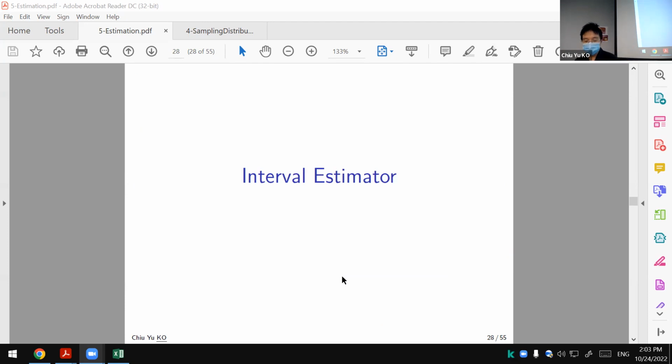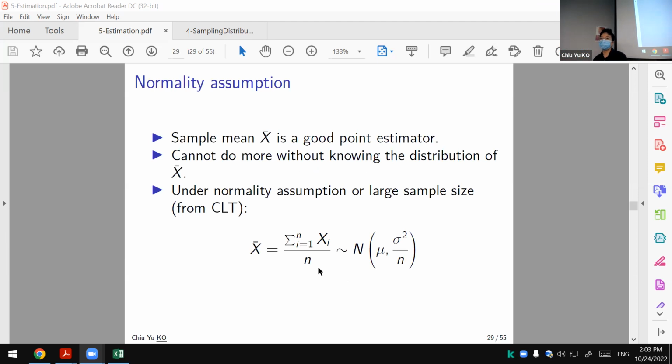Now we have the interval estimator. Suppose you're given data and you try to guess what happened to mu and sigma. You know how to do it: we told you to just use the sample mean and sample variance. What's left is what we call the interval estimator. Instead of a point and shoot, we use a nuclear bomb, or a grenade. So how can we do it? Now the main thing is we need to rely on what we call the normality assumption.